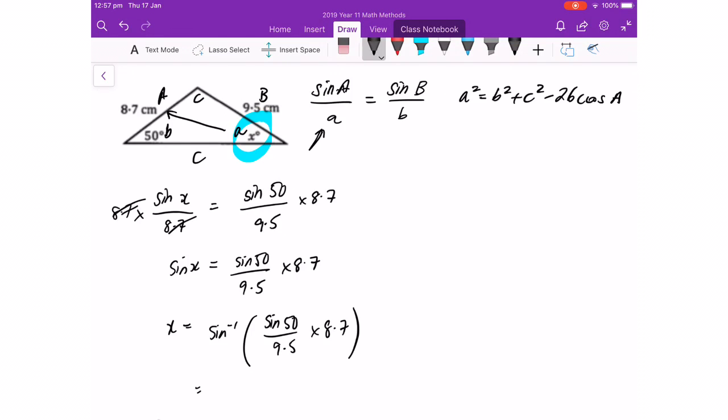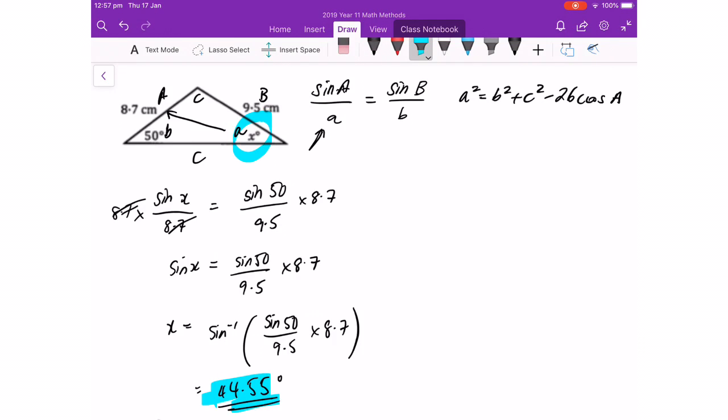Excellent. And what I'm going to do is turn on my calculator and type that in, making sure that it's the inverse of sine. So sine 50, there we go, divided by 9.5 and then times 8.7. I put that into my calculator, I get 44.55 degrees. All right, I usually double underline my answer and highlight.